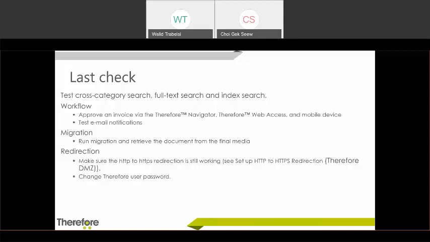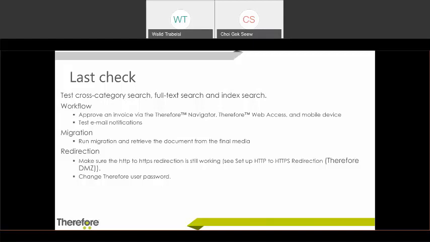You have to test the workflow, so try to approve an invoice or approve a document, not an invoice necessarily. Mobile device, so with Therefore Go, you have to try if everything works perfectly via Therefore Go. And so via Zephyr Navigator, Zephyr Web Access, and Zephyr Go. You have to test email notification. So if you receive the correct email in the workflow, okay.